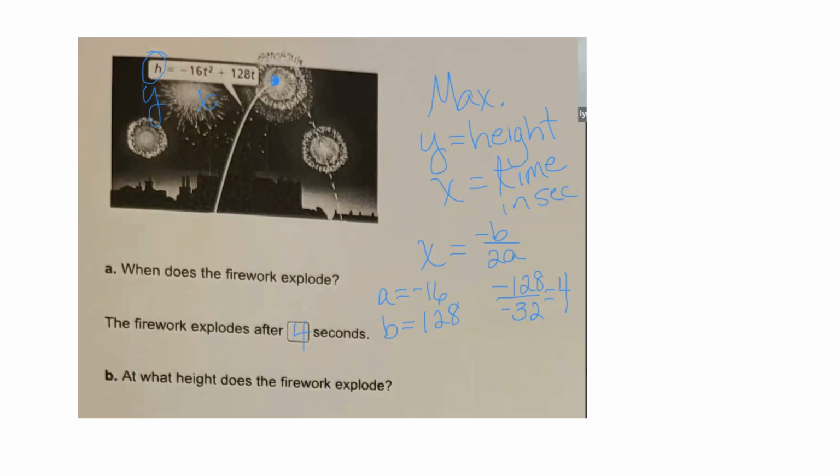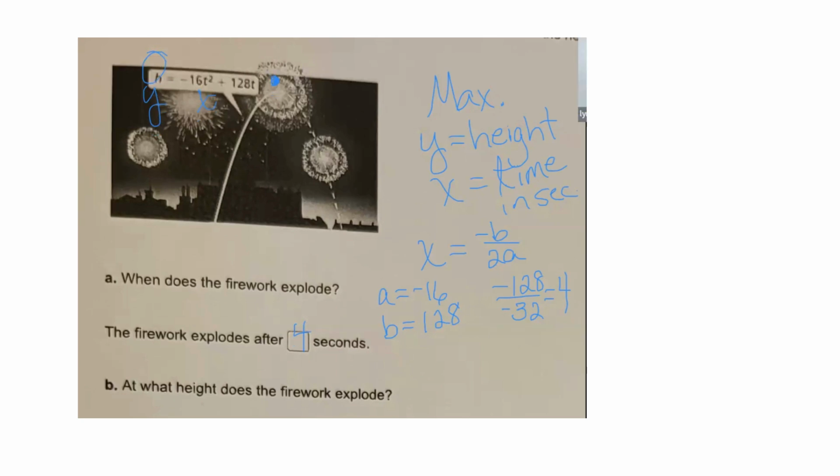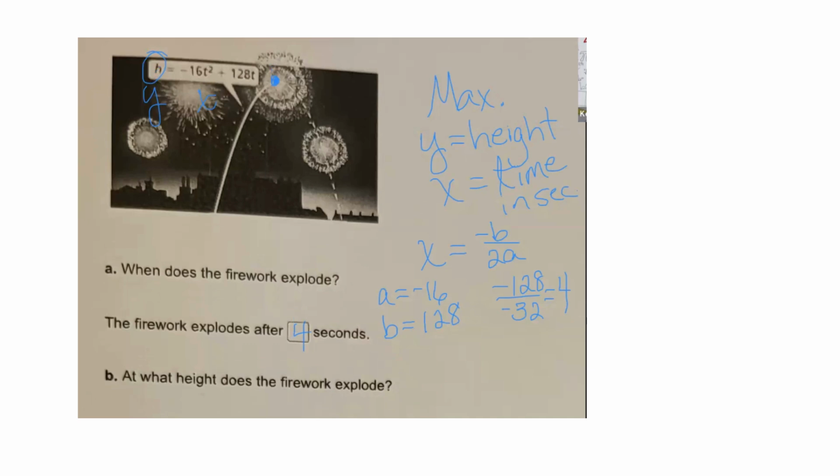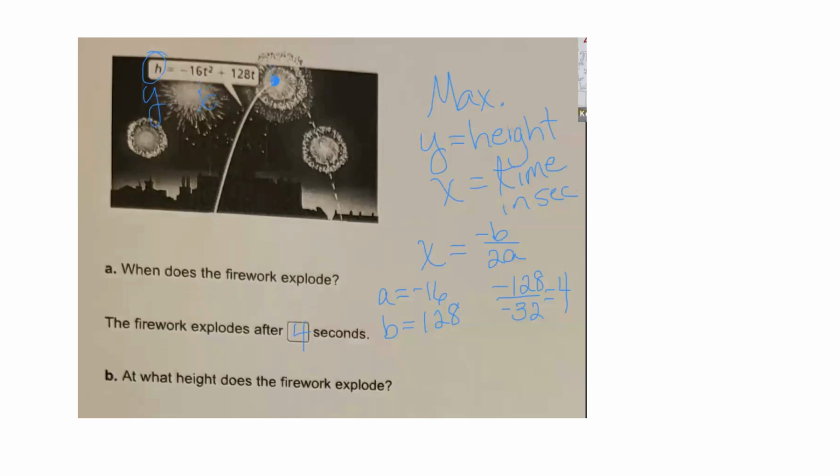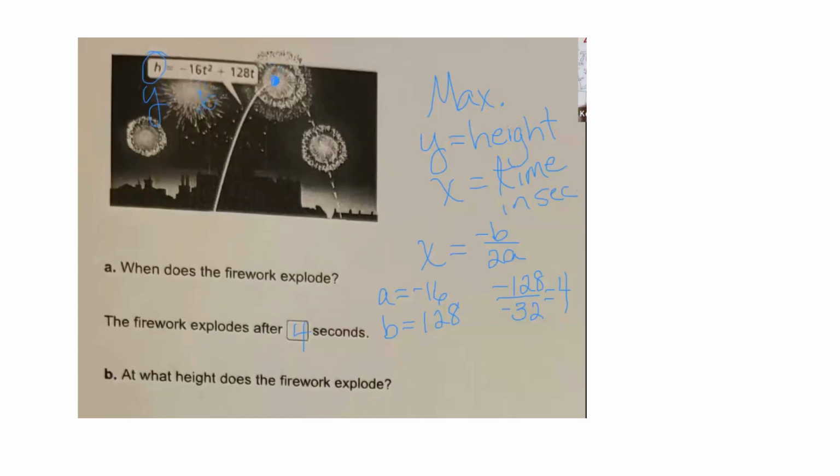So what do you think? What are we going to do to find what height? Plug in 4 for t. Yep, plug 4 in for t. Perfect, and then find out the height. So plug 4 in for t, and you get 256 feet.